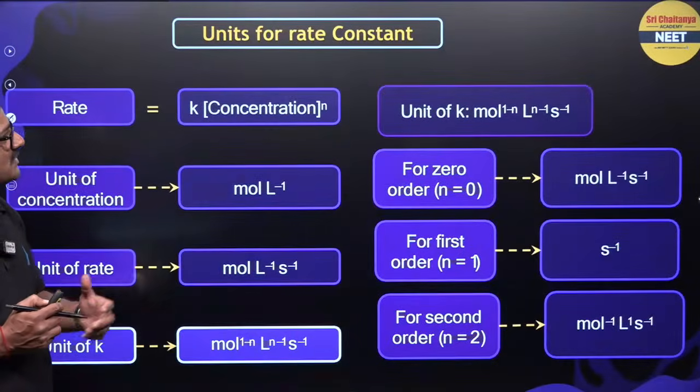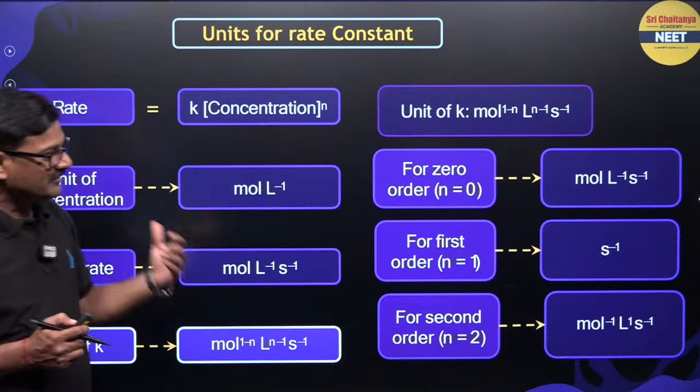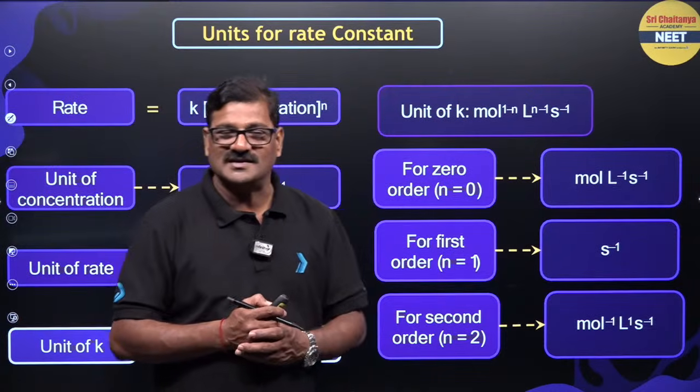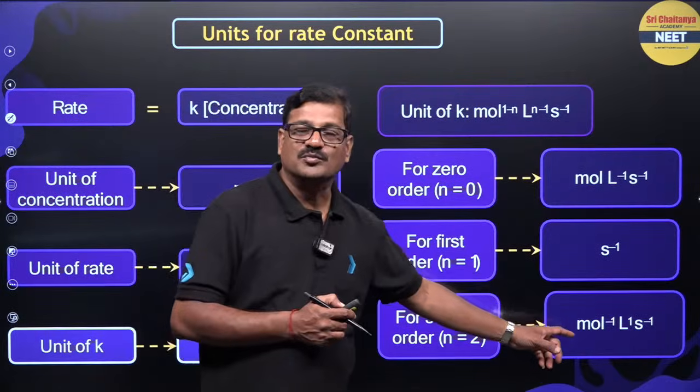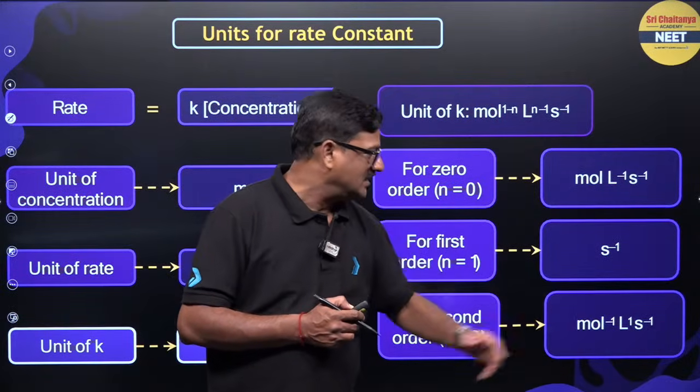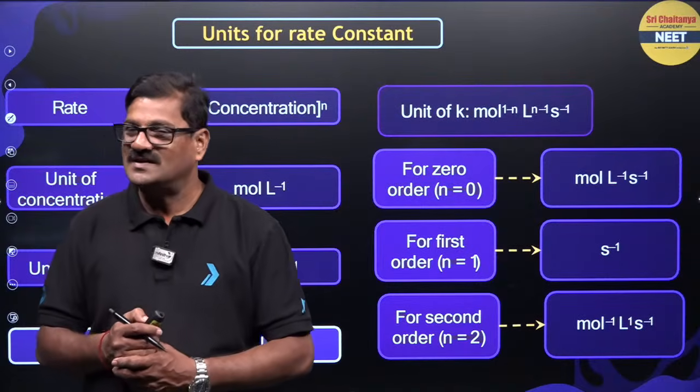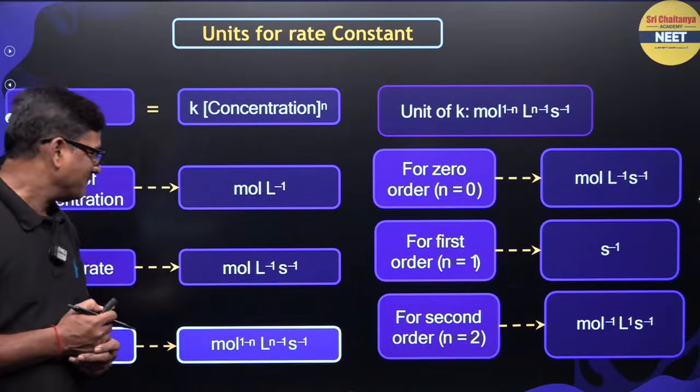Bacho, units for the rate constant, again we follow the same methodology according to the rate constant. Unit gives us mole inverse liter and second inverse, so it is the second order, right?